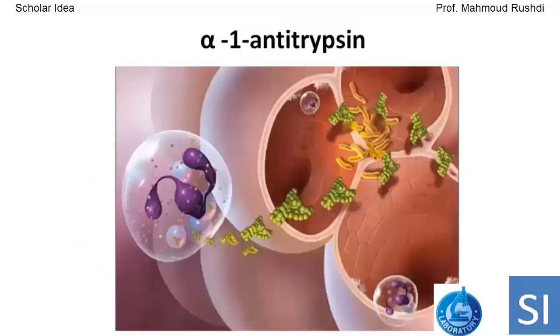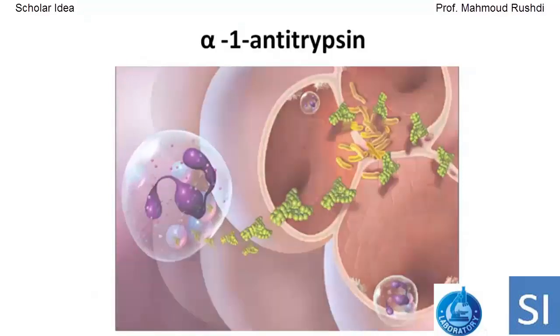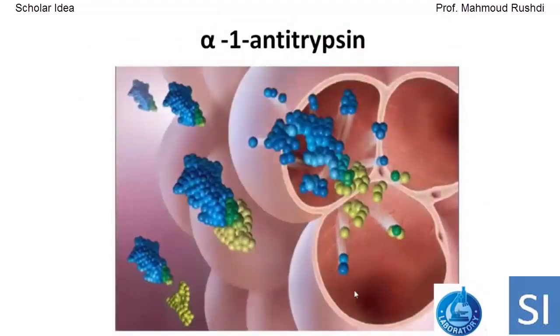Alpha-1 antitrypsin. The liver is the site of synthesis of alpha-1 antitrypsin. It is generally known as serum trypsin inhibitor. It protects tissue from enzymes of inflammatory cells, especially neutrophil elastase. Neutrophil elastase is released in response to bacterial infection, environmental pollution, and also tobacco smoke.